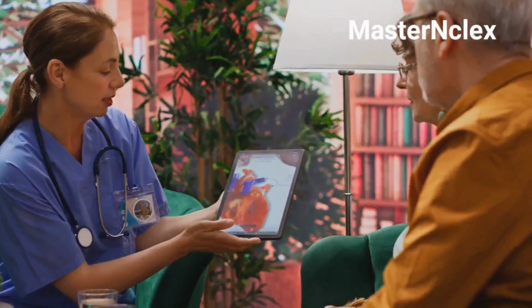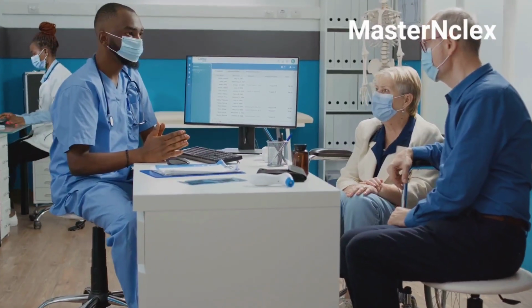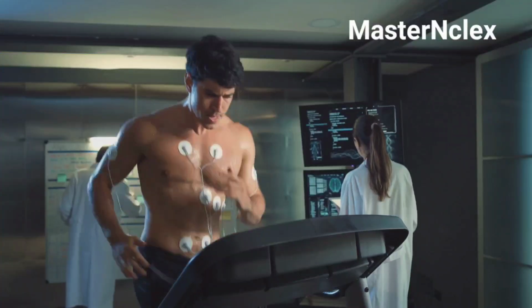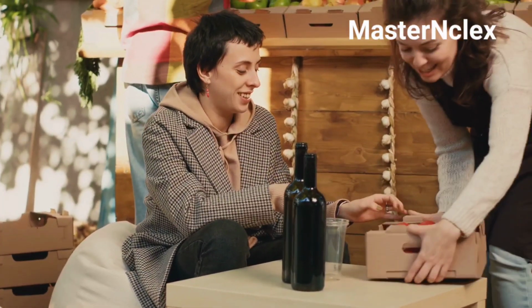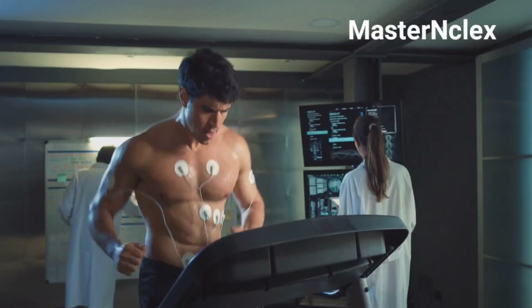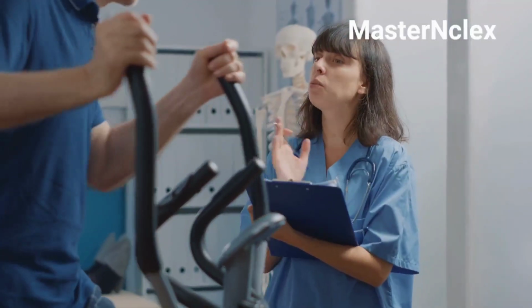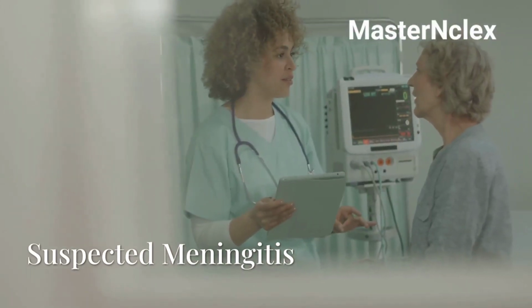A nurse is teaching a patient with hypertension about lifestyle changes. Which statement indicates that the teaching was effective? A. I can continue to eat as much salt as I want, as long as I take my medication. B. I will start exercising for at least 30 minutes most days of the week. C. I can drink alcohol as long as I limit it to 1 drink per day. D. I will monitor my blood pressure weekly. The correct answer is B. I will start exercising for at least 30 minutes most days of the week. Rationale: regular exercise is a key lifestyle change for managing hypertension.